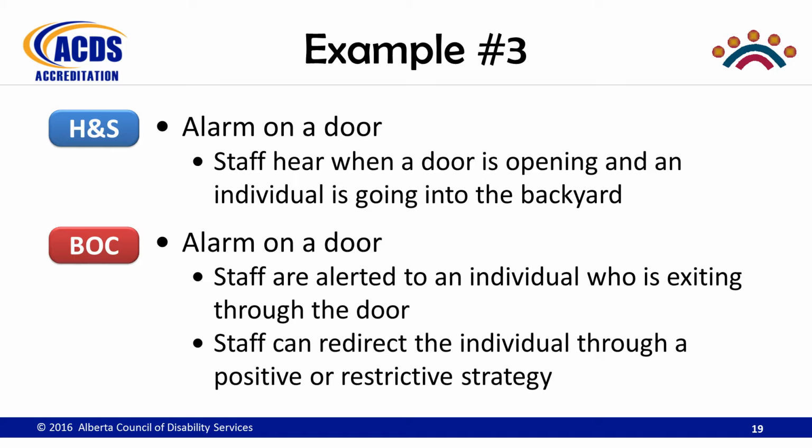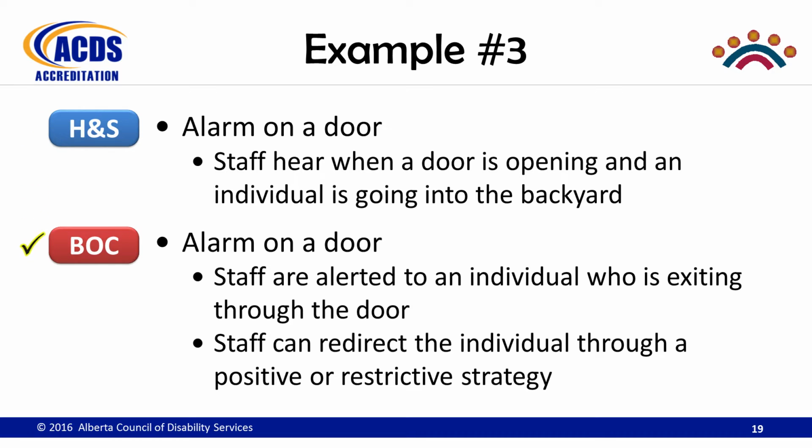In this example, having an alarm on the door would fall under the health and safety category when the alarm goes off when the door is opening and the individual is going into the backyard. In this example, this is a monitoring process as staff need to ensure things like the gate is closed or the individual is wearing a jacket and it's cold outside. However, there is no restriction or prevention of letting the individual leave the building. It is just a notification.